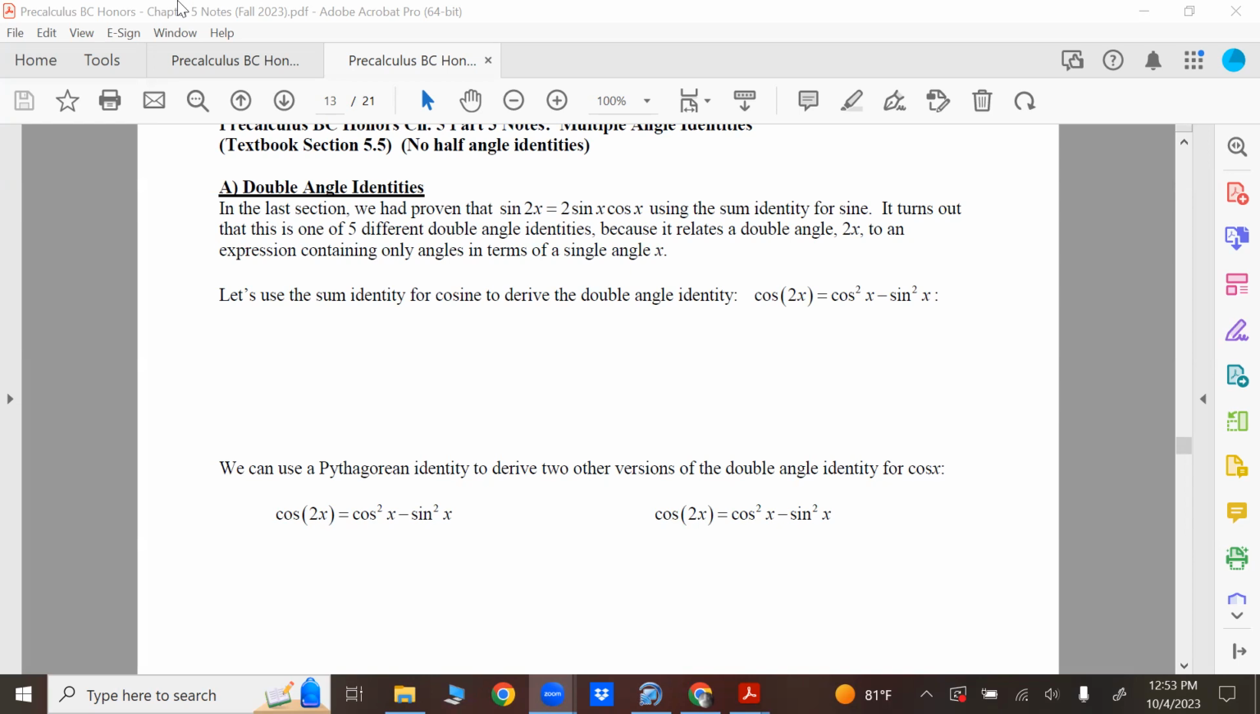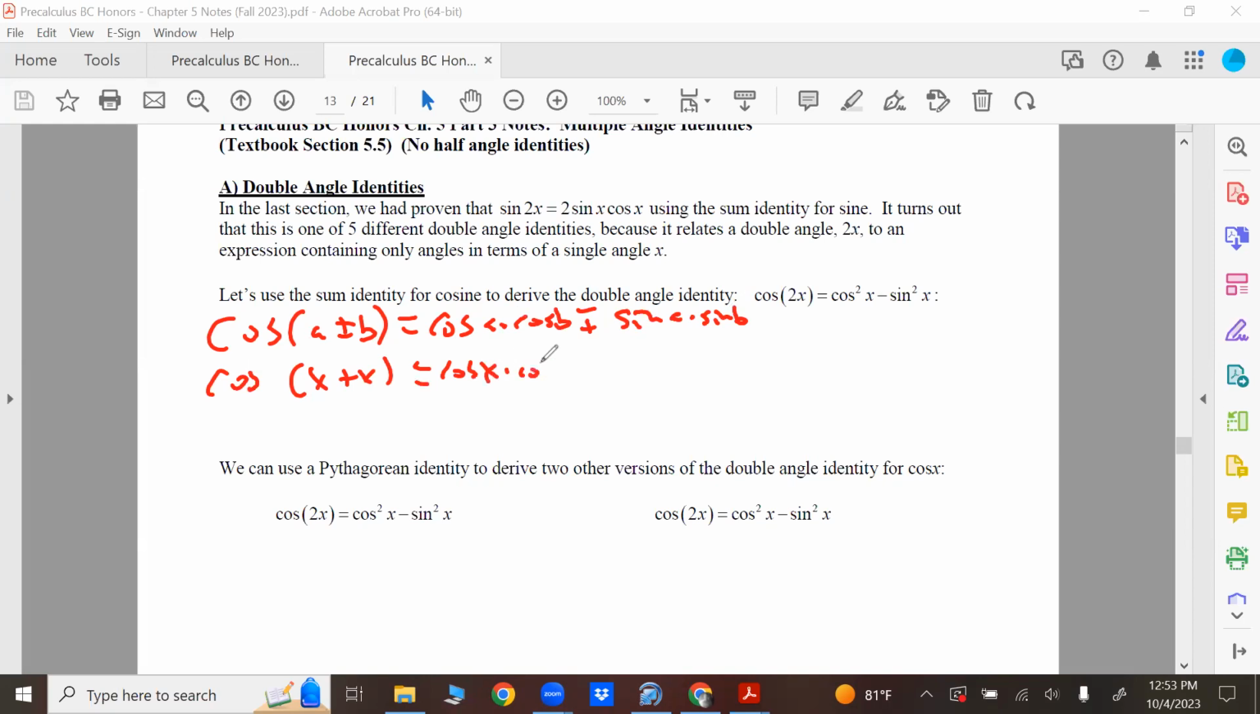For the double angle for cosine, remember, cosine of a plus or minus b is cosine a times cosine b minus plus sine a times sine b. So if you replace the a and b with x and x, then guess what? Cos x times cos x minus sine x times sine x. So it's cosine squared x minus sine squared x. That's where it comes from. That's how we get it. So that's why I'll give you this.